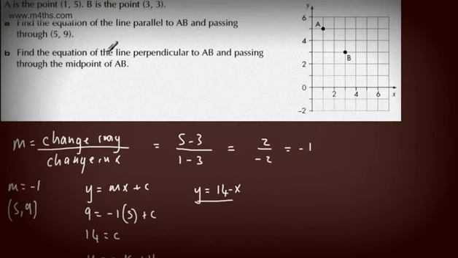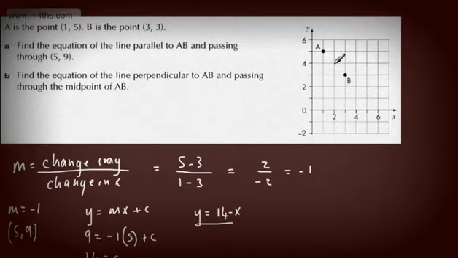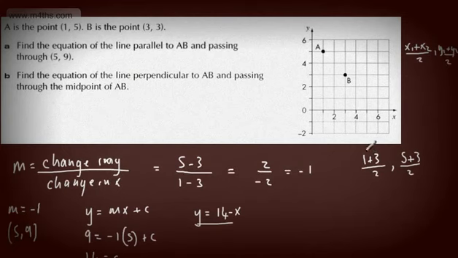We need to find the equation of the perpendicular to AB passing through the midpoint. Now, the midpoint, we can see from the graph, is going to be (2, 4). Alternatively, we could find the midpoint by adding the x's together and dividing by 2, and adding the y's together and dividing by 2. So for the x's we get 1 plus 3 over 2, and for the y's we get 5 plus 3 over 2. More formally, it's written as (x1 plus x2) over 2, comma, (y1 plus y2) over 2. All you're doing is adding the x's, dividing by 2, adding the y's, dividing by 2.